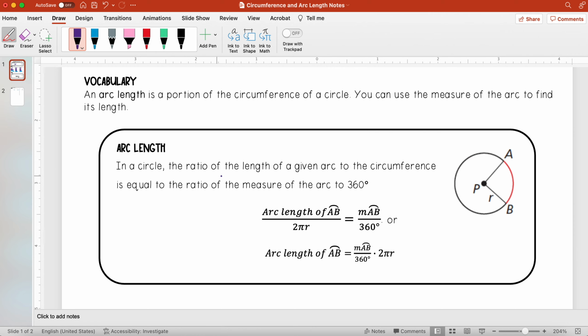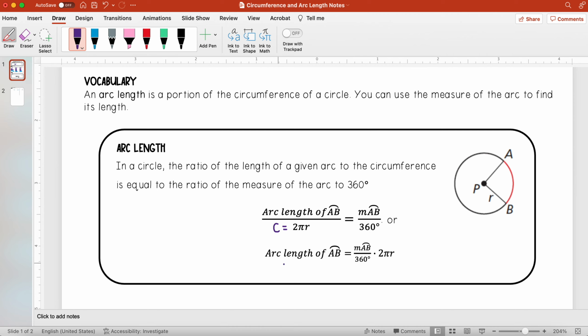In a circle, the ratio of the length of a given arc to the circumference is equal to the ratio of the measure of the arc to 360 degrees. And so we really get two different equations. I have that the arc length of AB, what's in red here, over 2 pi r, which remember is just your circumference, is equal to the measure of arc AB, which we have learned how to find in earlier lessons, over 360.